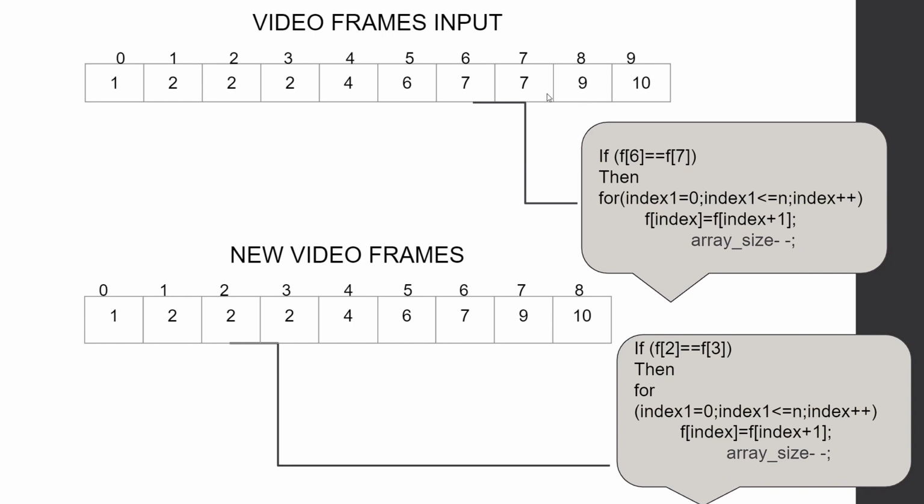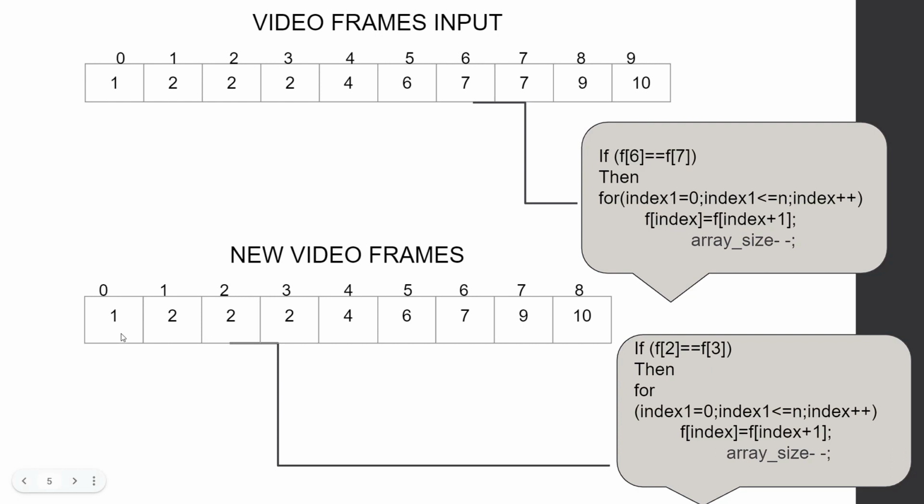Again, 9 and 7 are not equal. Now here, 7 and 7 are equal, so we have to do some compression. So what we do is, we assign the value that's in index 7 to index 6, then we assign the value that's in index 8 to index 7, and then we assign the value of index 9 to index 8. Hereafter we can't do any more assignment because index 9 is the last value. So we stop our for loop there and then decrement the size of the array.